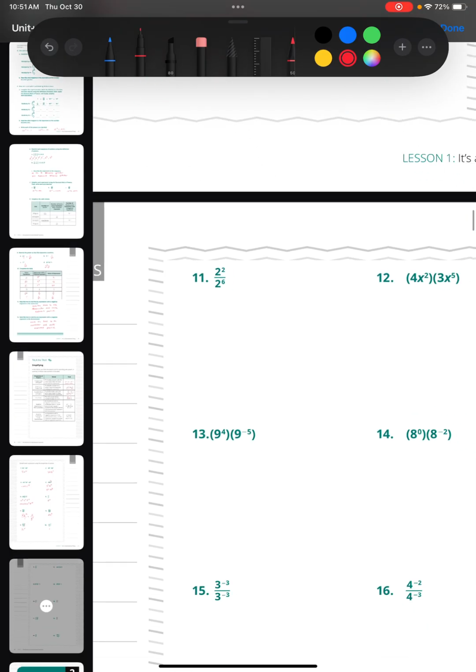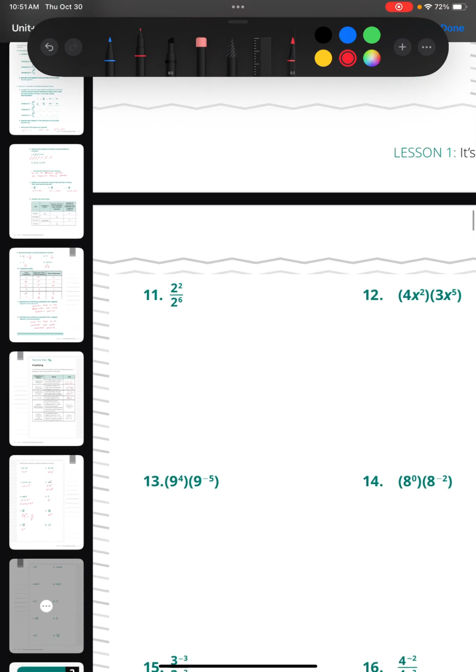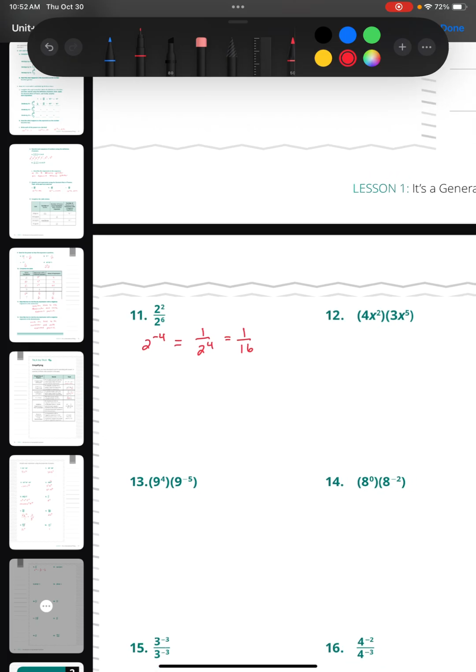All right, and now the second page, 11, same base, and it's our quotient rule, so we subtract those exponents. We get 2 to the 2 minus 6, which is -4. So then we have to move that to the opposite side, and it becomes 1 over 2 to the +4. And 2 to the 4th is 16. So it ends up as 1 over 16.